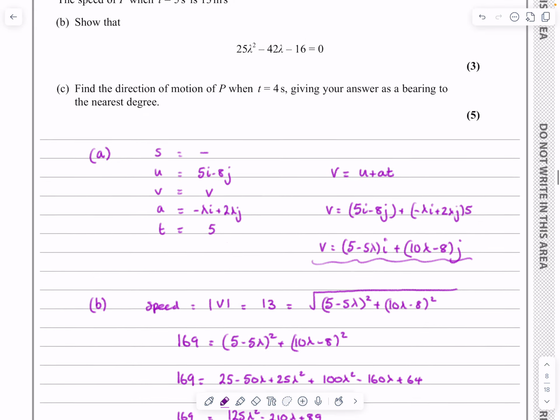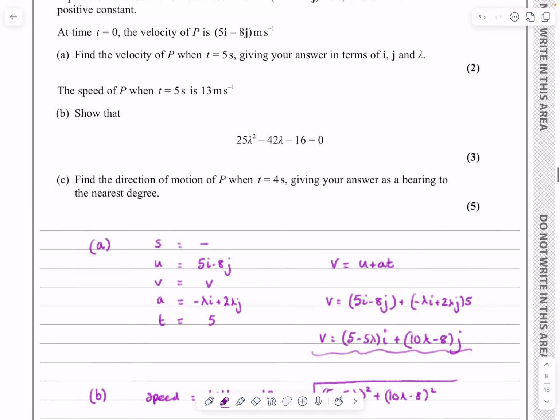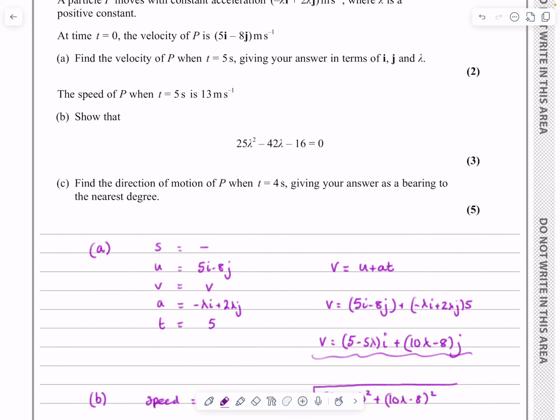So let's go back and just check and see what they actually wanted then. Now that I've got that acceleration, they said find the direction of motion when t equals 4. So I've got to find a new velocity, a velocity when t equals 4. Once I've got that velocity, I can worry about the direction of motion. They want it as a bearing to the nearest degree.